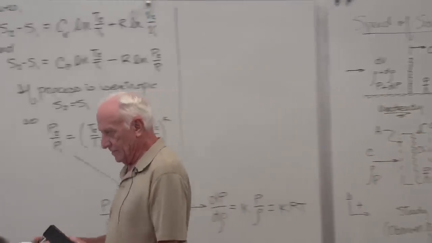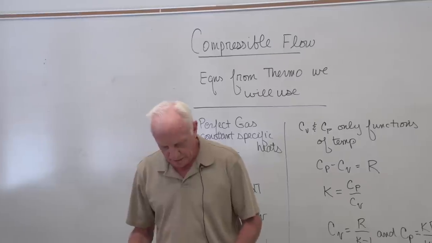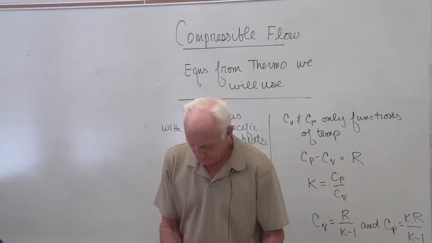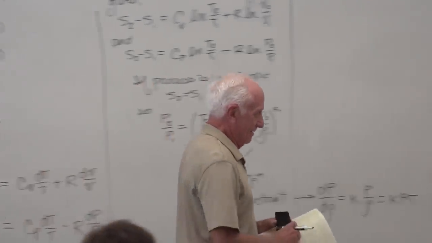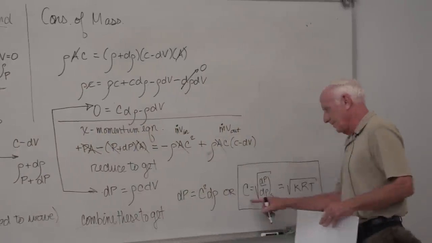Okay, so now we have an equation for the speed of sound. And what is it a function of? Well, it's a function of absolute temperature. What does that mean? The hotter the temperature, the faster the speed of sound. The colder the temperature, the slower the speed of sound.